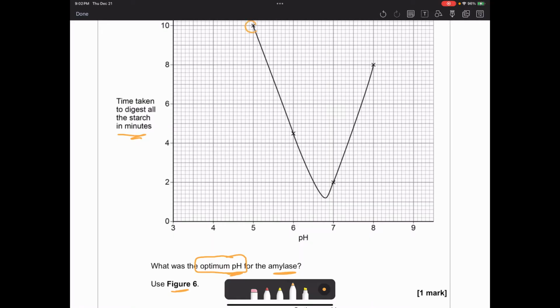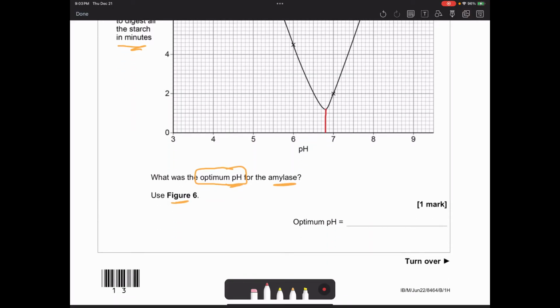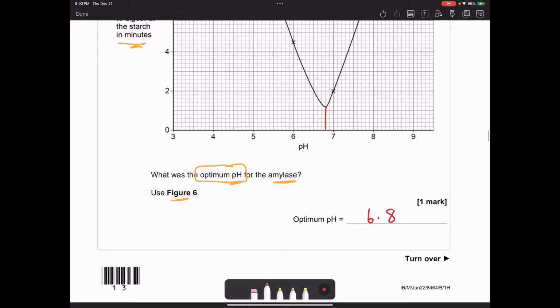A lot of people, when this paper came out, went to this point here. But actually, this would be the worst performing pH because it's taking the longest amount of time, 10 minutes, to break it down. The optimum pH would be the shortest amount of time, which would be this point here. You read down on your graph and you've got to say it accurately because they've given you the scale, which is quite easy to read. It would be 6.8. If you said 6 or 7, you wouldn't get the mark. You've got to say it exactly from this graph.